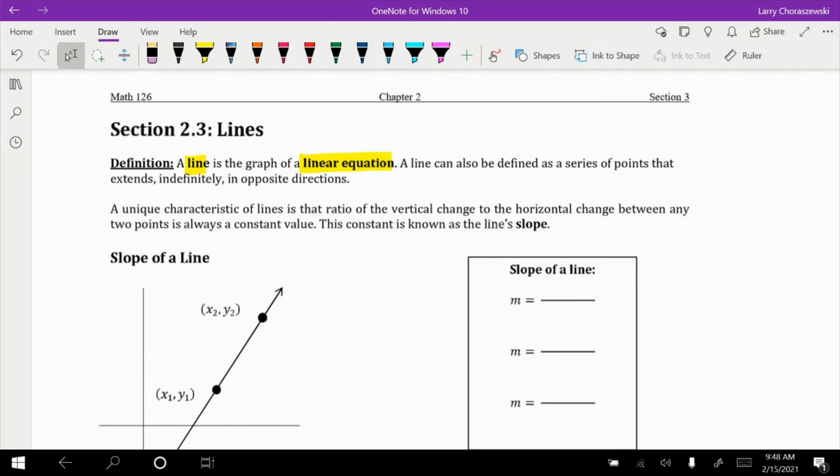Emotional damage. I'm sure we all can visualize what a line is. I'm not going to get us bogged down with that.